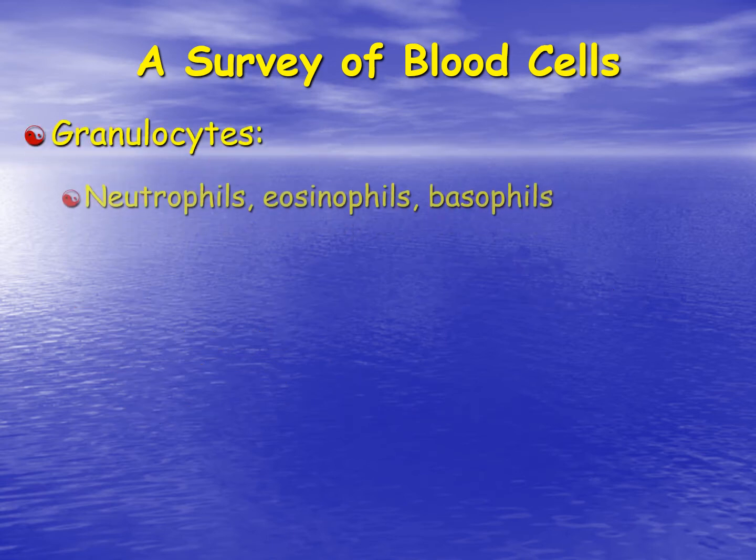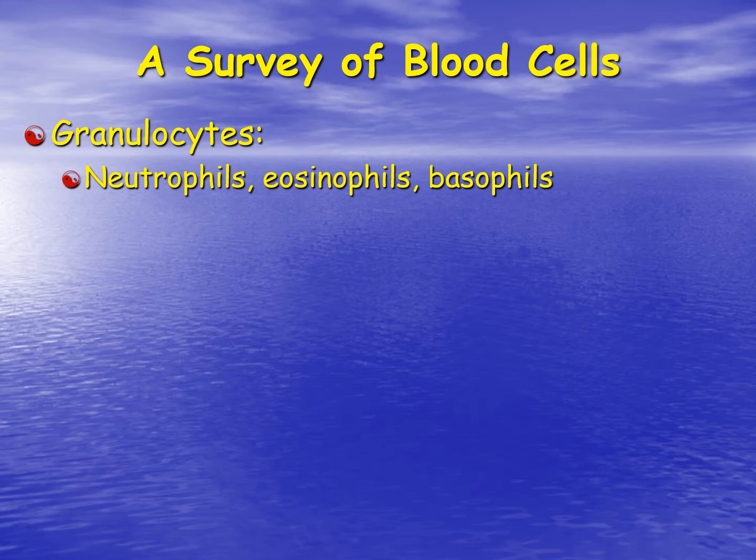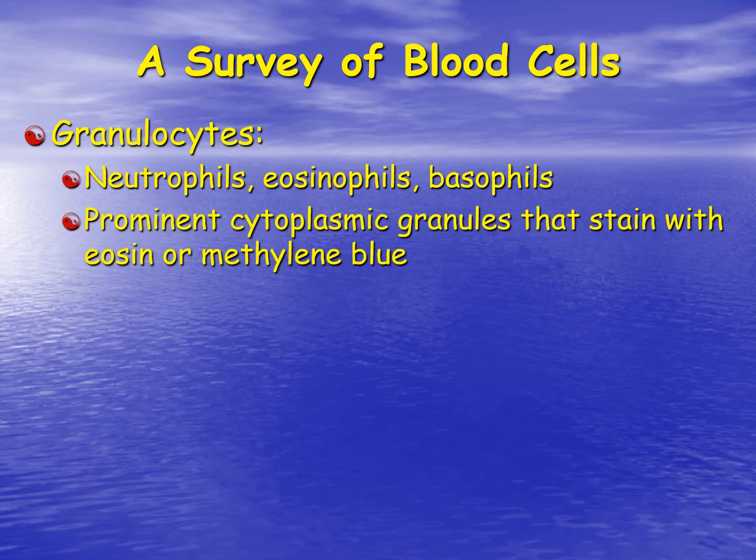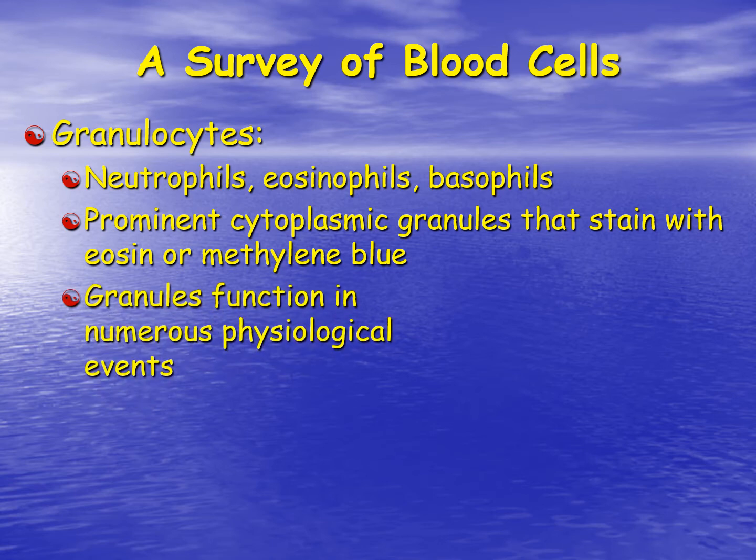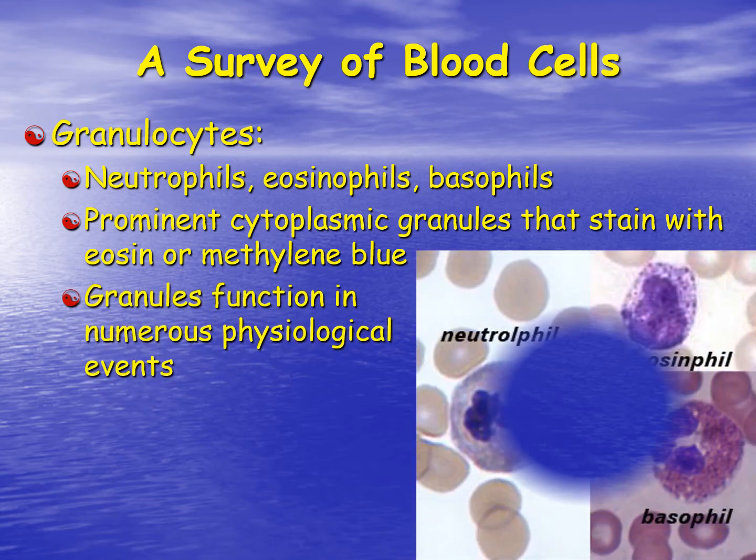The granulocytes, if you remember, are the neutrophils, the eosinophils, and the basophils. They all contain cytoplasmic granules, with the neutrophils staining somewhat neutral, eosinophils staining reddish, and the basophils staining very blue. The granules function in numerous physiological events within these cells.